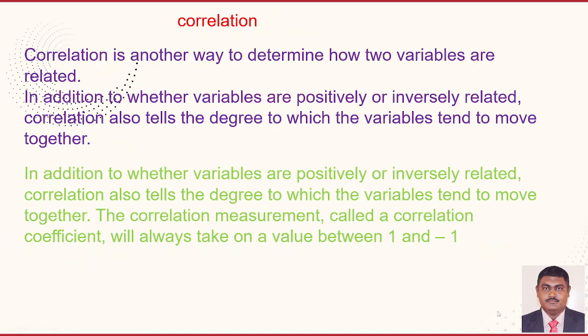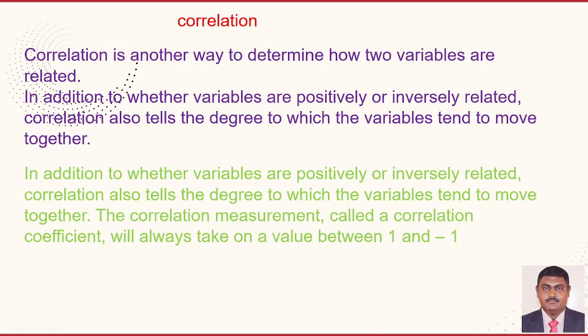Now let us see the correlation. Correlation is another way to determine how two variables are related. In addition to whether variables are positively or inversely related, correlation also tells the degree to which the variables tend to move together.